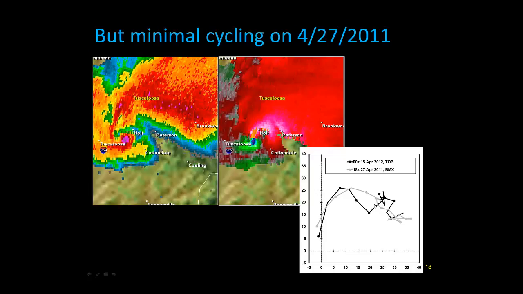There are some differences, but the quadrant, the shape, and all that are very similar, which leads me to believe there's more going on than just the shear. There's obviously terrain differences between Topeka and Birmingham. The moisture profile could have been different, and even the time of day may have something to do with it. This was during daylight hours. The previous one was at 3Z.